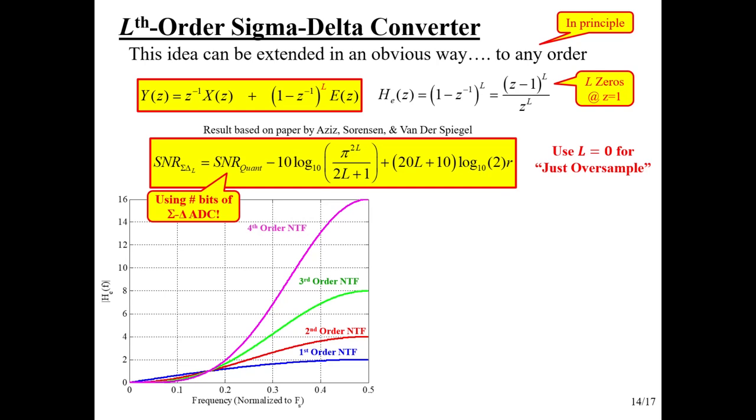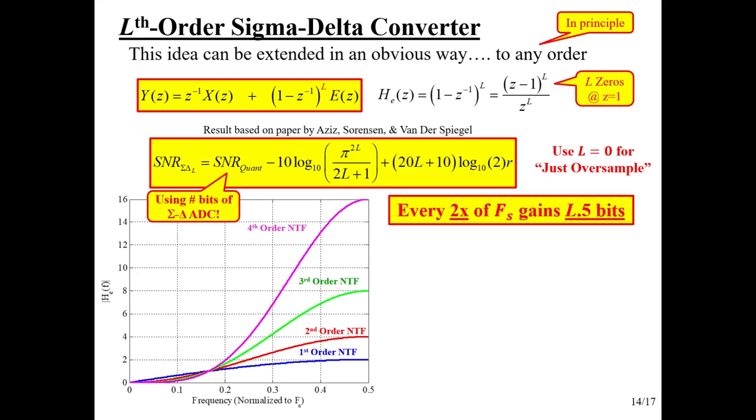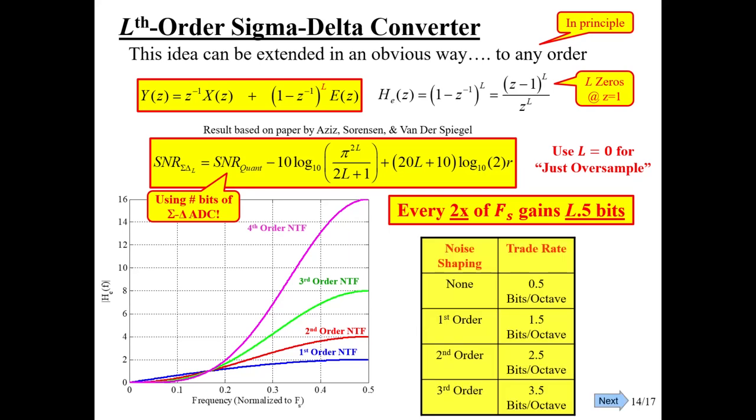So you can put that in here and you can see that you'll get the result that we had back then. So now, no surprise, for second order, we gained 2.5 bits. For first order, we gained 1.5 bits. We should get L + 0.5 bits for an Lth order. So L + 0.5 bits for every doubling.